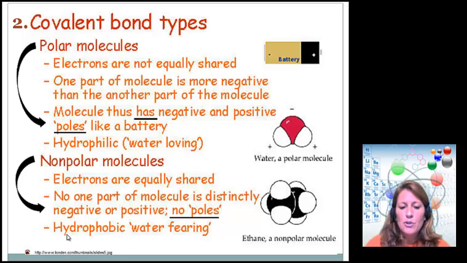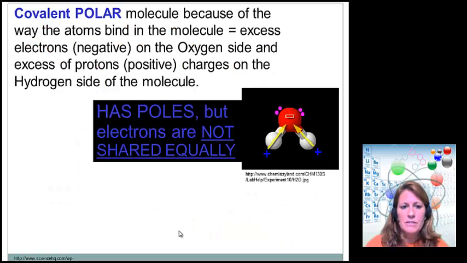This one is hydro means water, phobic. So like when you have a phobia, you're afraid of something. So this is a fear of water. So this would be oil and water do not mix. Okay, so that would be an example of something that's hydrophobic. So that's covalent. So they're sharing electrons. Ionic is transfer. It's giving up its ions.